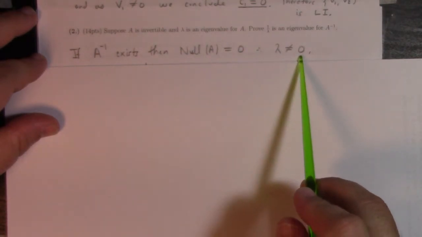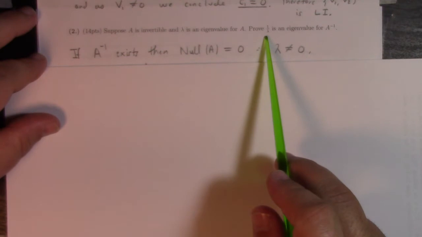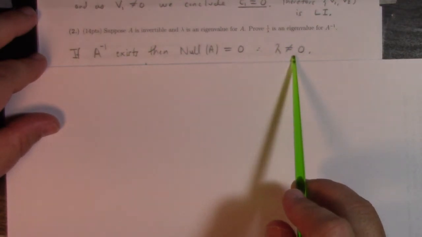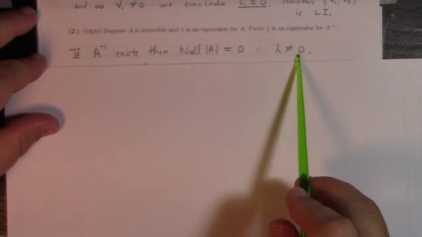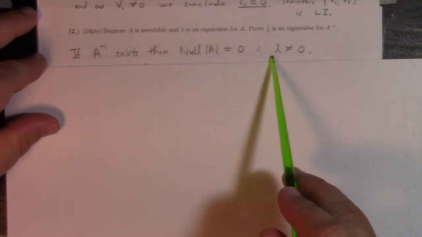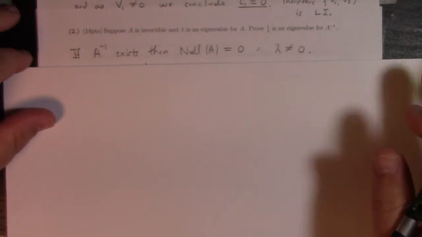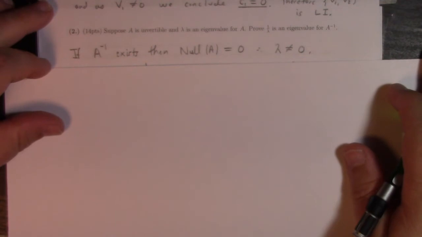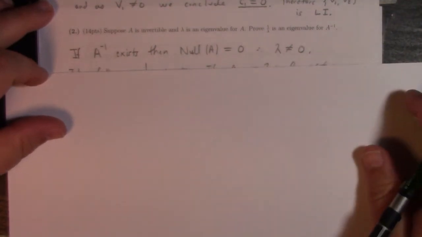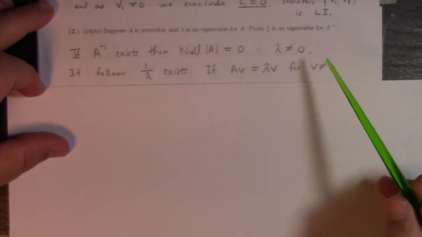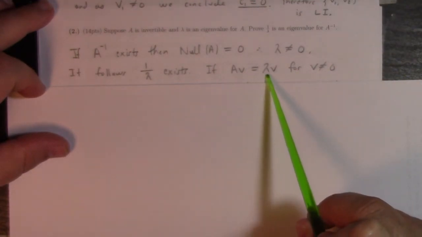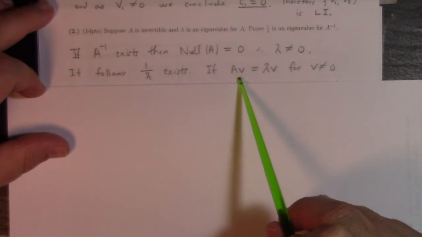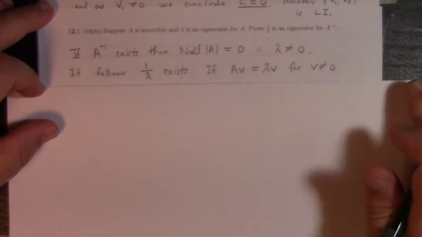This is important because you need to divide by lambda. How can you divide by lambda unless you know it's non-zero? I don't think anybody stopped to check this important fact for the solution. I didn't take off too much for that if everything else was right, but technically that ought to be there. Alright, so it follows 1 over lambda exists. Great. Suppose Av is equal to lambda v for v not equal to 0, which is to say that v is an eigenvector with eigenvalue lambda.